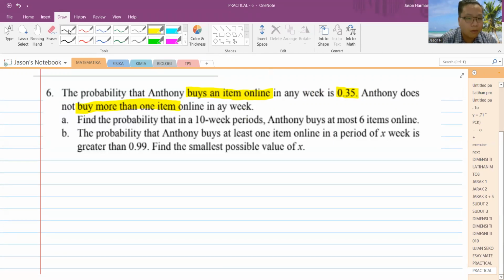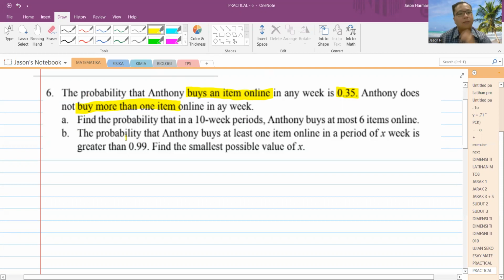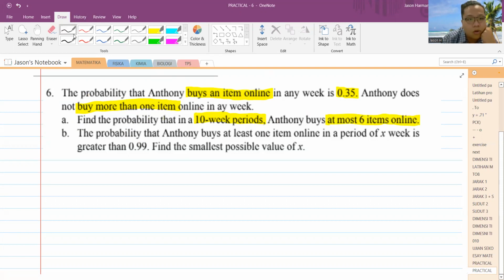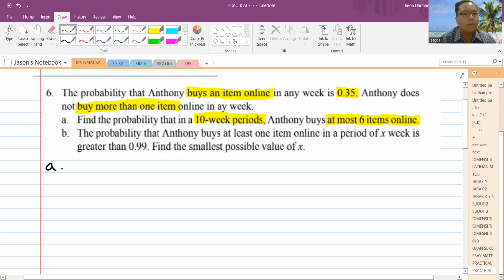Okay, so for part A, find the probability that in a 10-week period, so this is the span of time, Anthony buys at most 6 items online, which is equivalent to 0, 1, 2, 3, 4, 5, and 6, right? Okay, so let's do the A.